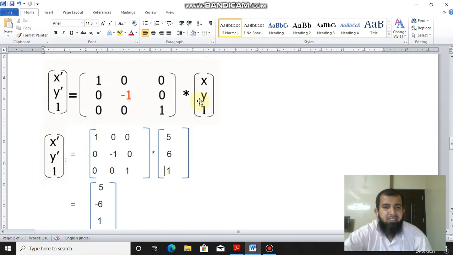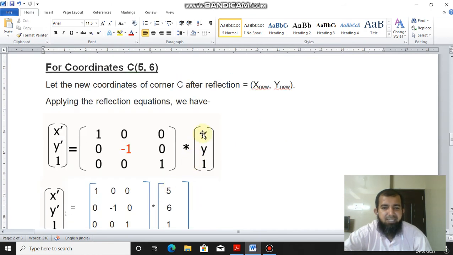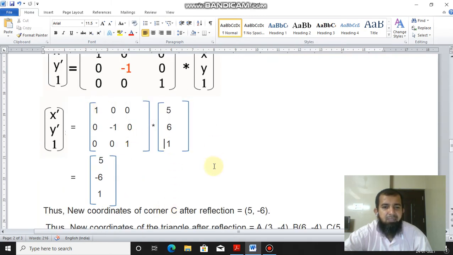Similarly C. Same matrix, multiply C (5, 6). X value is 5, y value is 6. If you multiply, you get 5, minus 6, then 1. 1 into 5 is 5, plus 0 into 6, plus 0 into 1, you get 5. Then 0 into 5, minus 1 into 6 is minus 6, plus 0 into 1, you get minus 6. Then 0 into 5, 0 into 6, 1 into 1, you get 1.